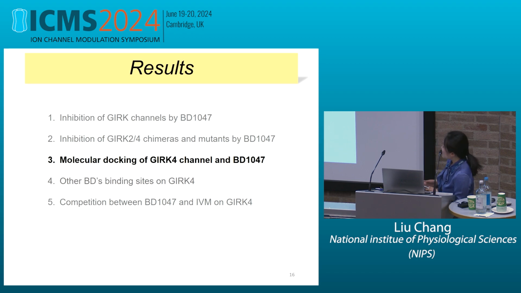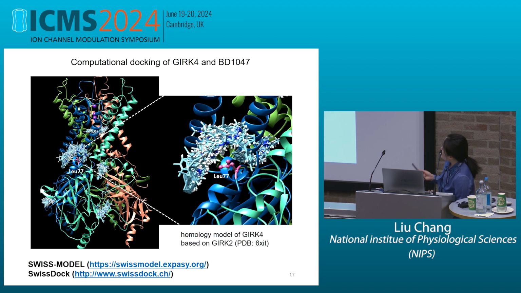And then I'm going to show you some results about the molecular docking of the GIRK4 channel and BD. This is the computational docking result. Here is the homology model of GIRK4 based on the available structure of the GIRK2 channel. This cyan cluster's position indicates the possible binding site of BD on the GIRK4 channel. At each position, you can see it is not only one BD that binds there, but multiple BDs bind to the same position.